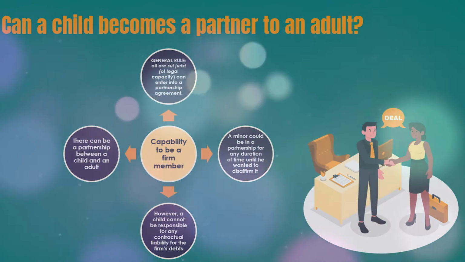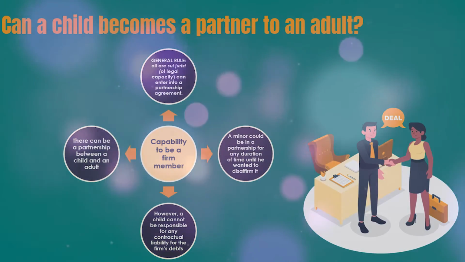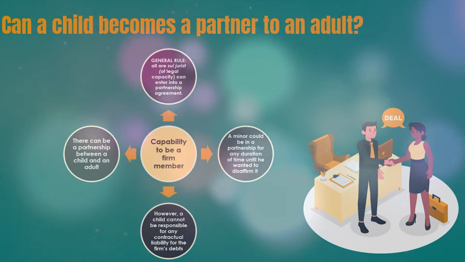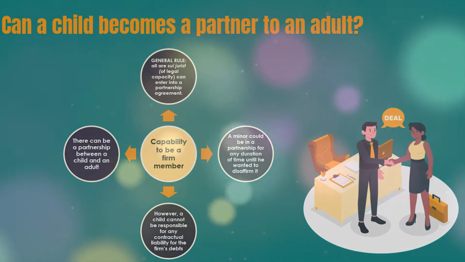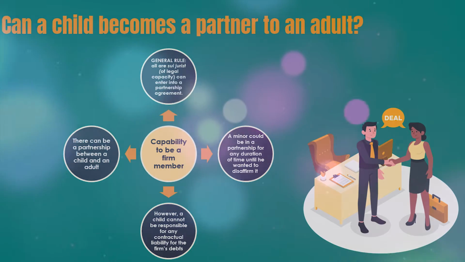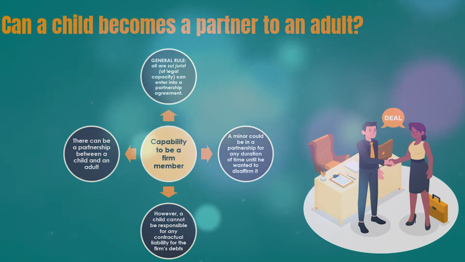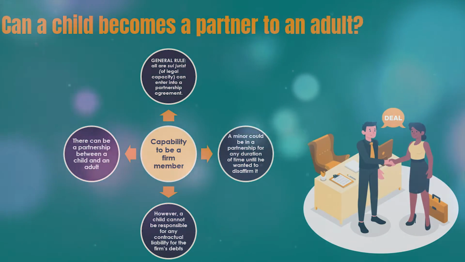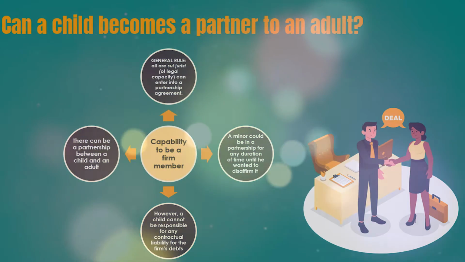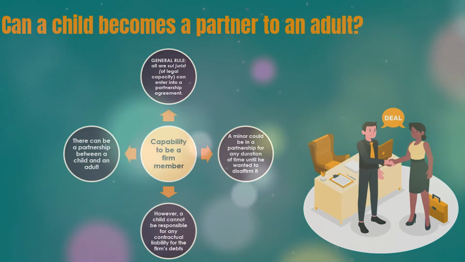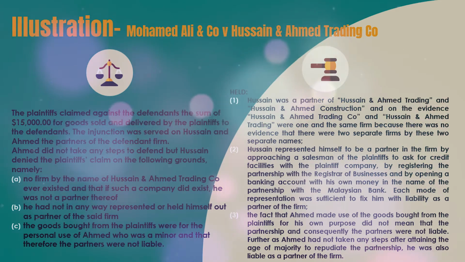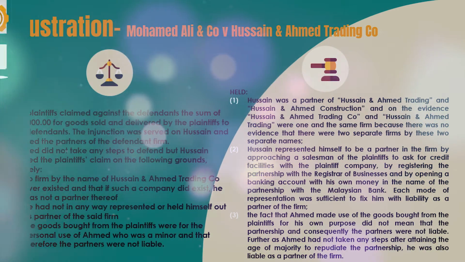The question here is whether a child can be a partner to an adult or not. The answer is yes. A minor is capable of becoming a partner to an adult and is acceptable in partnership. In the law it states sui juris, which means any member is capable of becoming a partner. This includes a child also. However, a child cannot be accountable and responsible for any contractual obligations for the firm's debts and liabilities. An illustration has been explained for your reference.